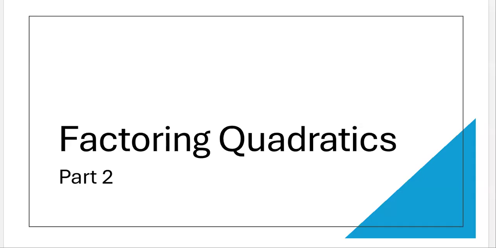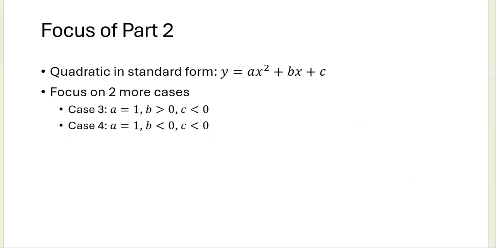All right, this is part two in this factoring quadratics series. In part one, we focused on A equals 1 and C is positive. We've covered both B being positive and negative in part one. In part two, we're still going to focus on A equals 1, but now we're going to focus on C is negative and B can be either positive or negative. Okay?